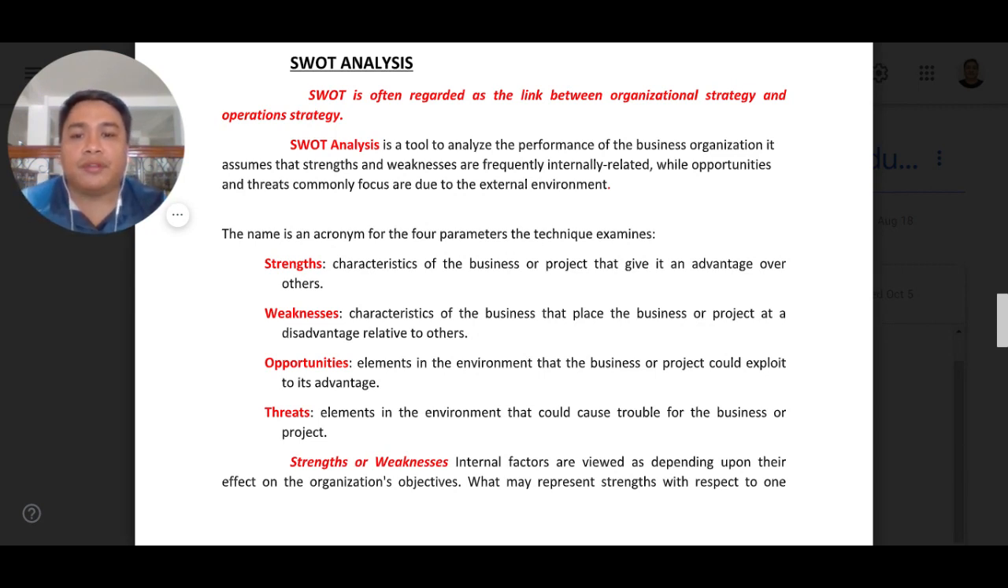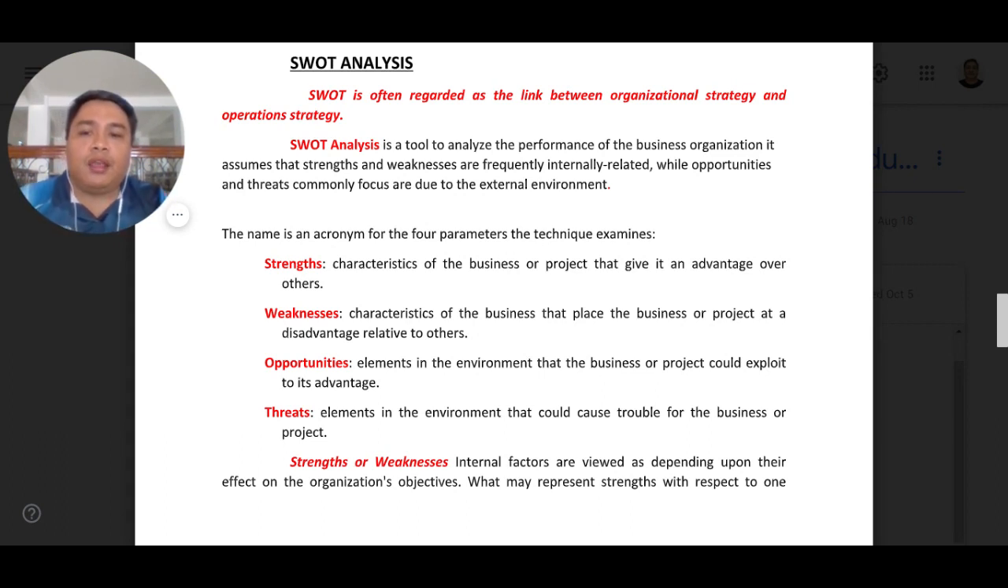Weakness, on the other hand, is the opposite of strength, which is characteristics of the business that place the business or project at a disadvantage relative to others. What do we lack? Where are we weak, in comparing ourselves to the other competitors, and within ourselves also? So within ourselves, where are we weak? That is what we classify as weakness.